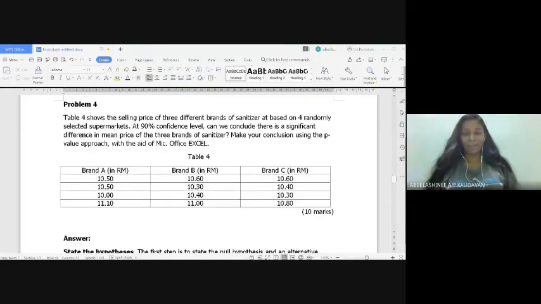Hi, I'm Abeelashinee Kaudavan. Today, I'm here to explain question number 4. Table 4 shows the selling price of 3 different brands of sanitizer based on 4 randomly selected supermarkets. At the 90% confidence level, can we conclude there is a significant difference in the mean price of the 3 brands of sanitizer? Make your conclusion using the p-value approach with the aid of Microsoft Office Excel. This table shows 3 brands, brand A, brand B, brand C, and the prices of those sanitizers in 4 different supermarkets.